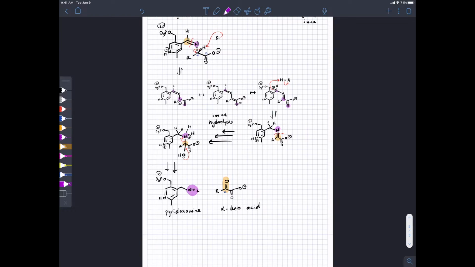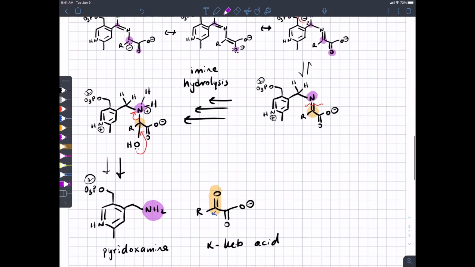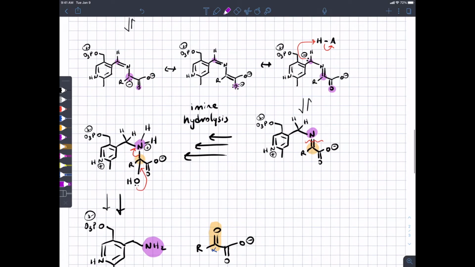Yeah? So basically, the reason we needed that specific resonance structure was so that when we did imine hydrolysis, the nitrogen could stay on the molecule. Right. Yeah, let me say that again. The reason that we did the deprotonation and reprotonation was so when we did imine hydrolysis, the nitrogen could leave with the PLP side of our molecule.